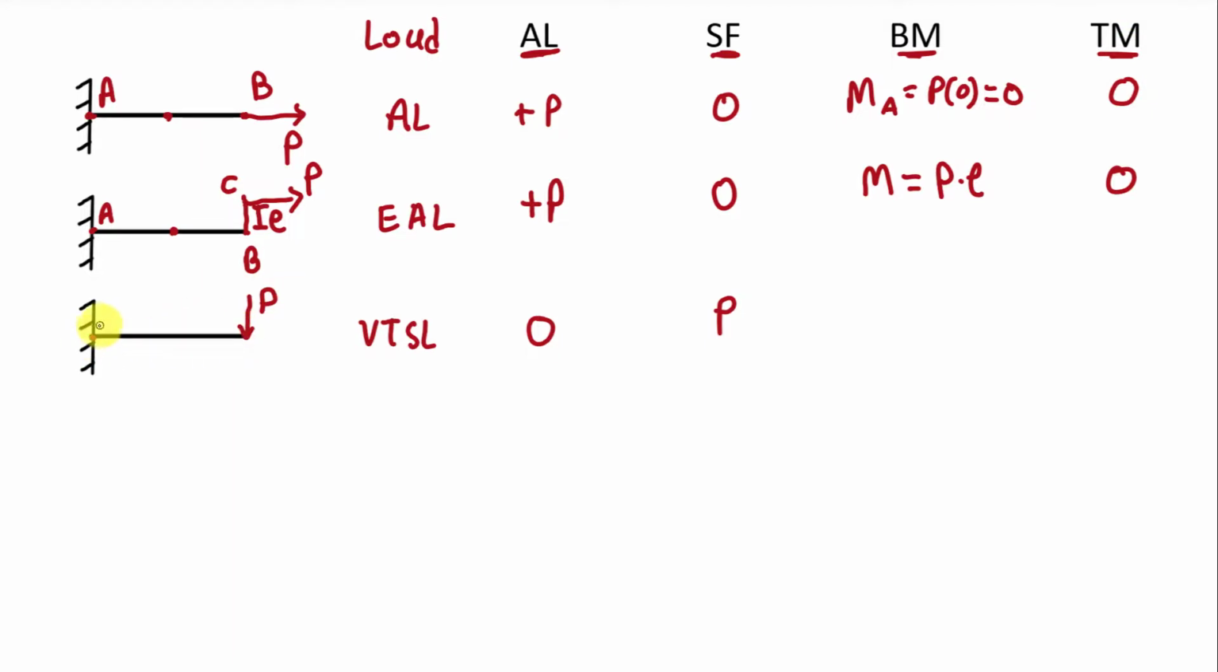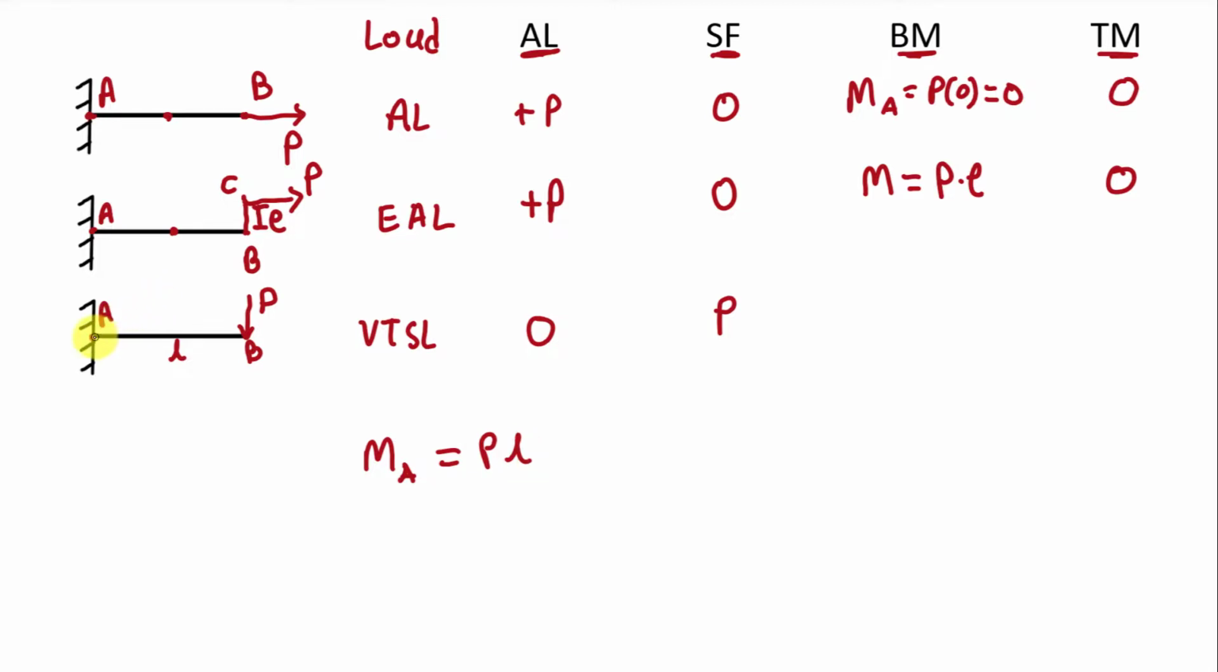Let's say this point is point A and this point is point B. At point A, we want to find the value of moment M, so let's say it is MA. What will be the value of moment due to this load P at point A? We know that moment is equal to the value of load into the perpendicular distance between this point and the line of action of this load. So the value of bending moment MA will be P into this distance, let's say it is L, so it will be P into L.